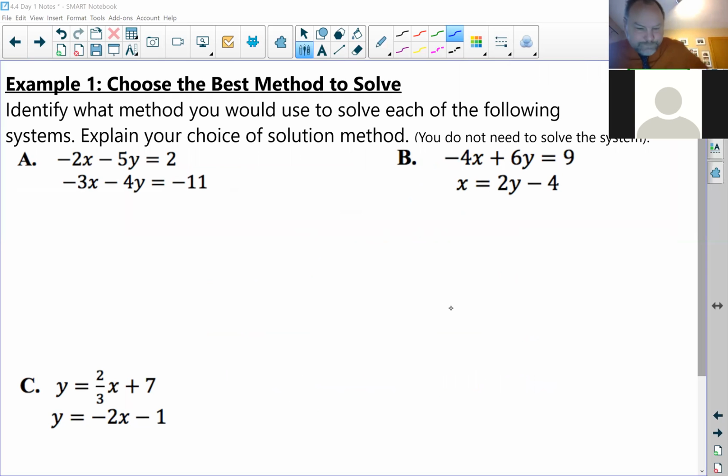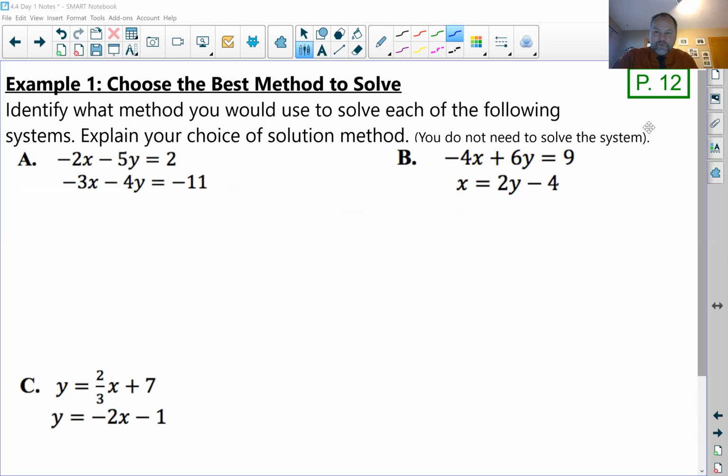All right, so for this first couple of problems, all we're going to do is determine whether we should use substitution, elimination, or graphing to solve. And what I'm going to do is make a poll. So for this first one, we're looking just at letter A. Would you use graphing, substitution, or elimination?